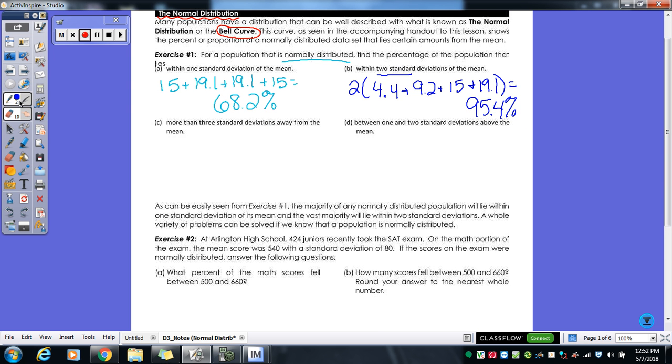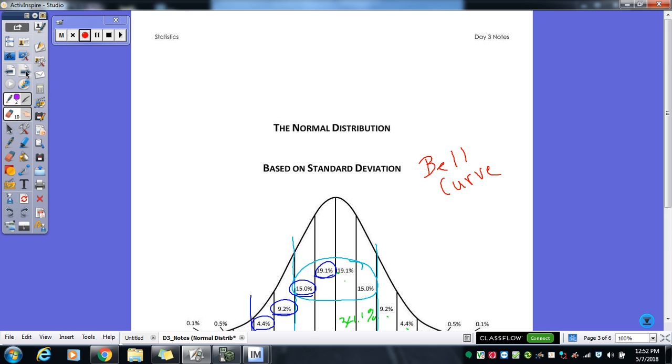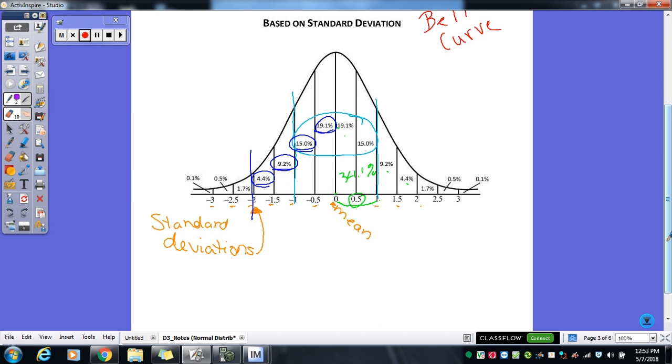All right, so next question is a little different. They want to know more than 3 standard deviations away from the mean. So we're not going to add up the middle because we're looking for the ones that are more than 3 standard deviations. So if we go back to our bell curve, that means I'm looking here because this is more in the negative direction. And we're looking here because that's more in the positive. So yeah, it would be 0.1 plus 0.1.